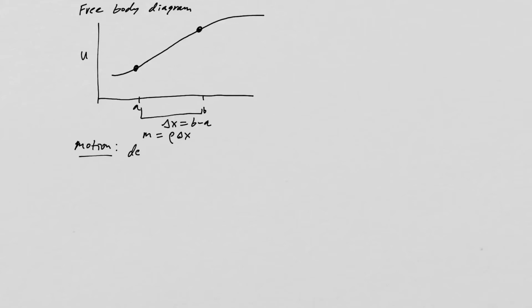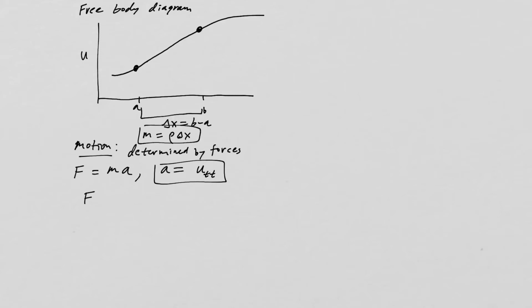So the motion of the string is going to, of course, be determined by forces. All right, so we know that F is equal to ma. Well, we know m already. a, of course, is acceleration. That's going to be u_tt of our string. Okay, so that's good. But now what is F?